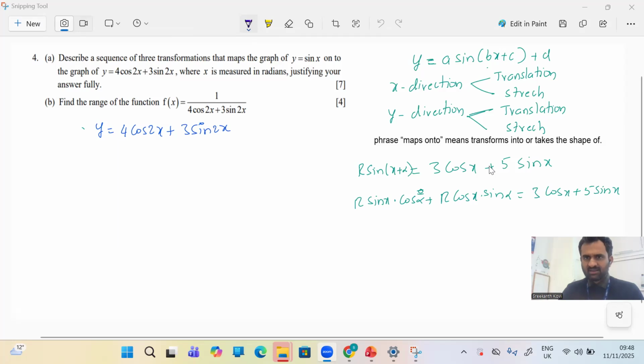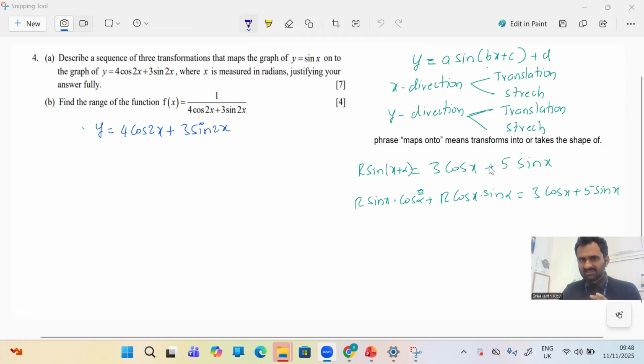In x direction, you need to comment on translation and stretch. Again in y direction, translation and stretch, nothing else. So you need to use this vocabulary and you don't need to use anything like compression, any other words. Just if you use these words, you will get full marks for that. But you need to know when translation happens, when stretch happens. Translation, remember, always happens when you have added or subtracted.